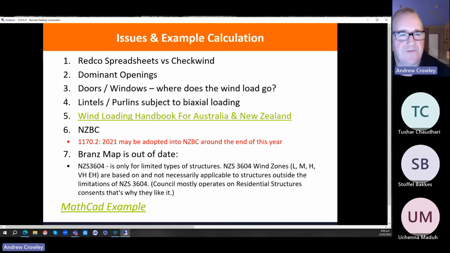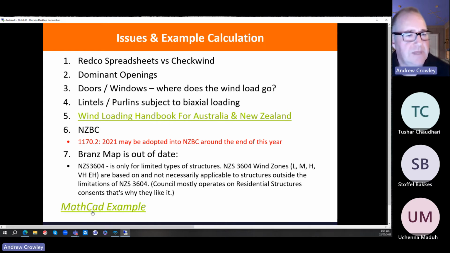And similarly, NZS 3604 is a simplified design code, and they simplified the wind zones down to low, medium, high, extra high. And they're not applicable to structures outside the limitations of NZS 3604. So bear in mind, NZS 3604 is aimed at lightweight timber-framed house-type structures. So there's a limit on the house size, there's a limit on the number of stories, there's a limit on the overall floor plans, and so on. But it allows architects and builders to design houses, basically. Councils like it because they can understand it, and they'll keep referring to it.